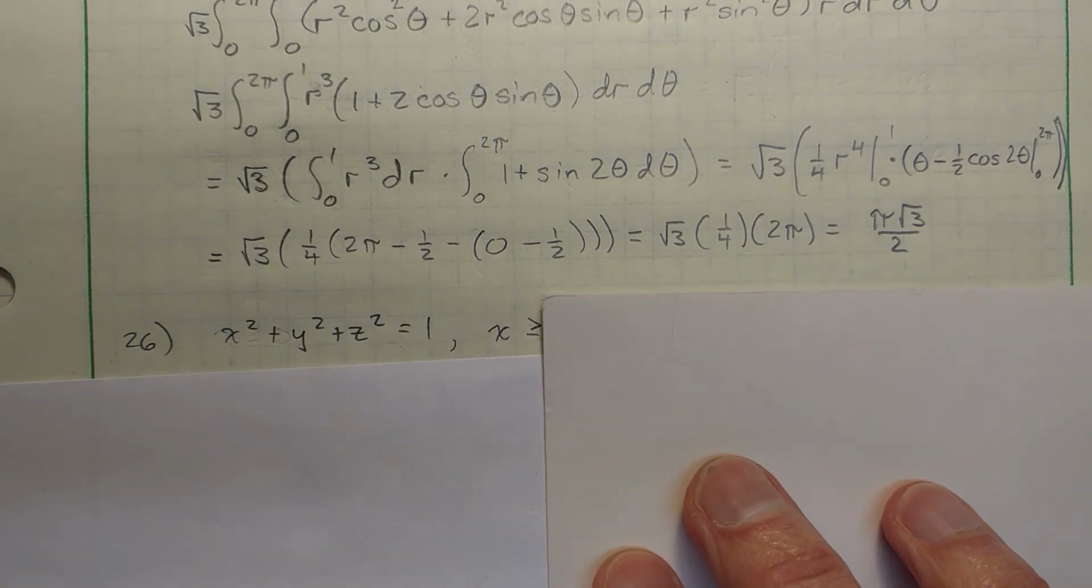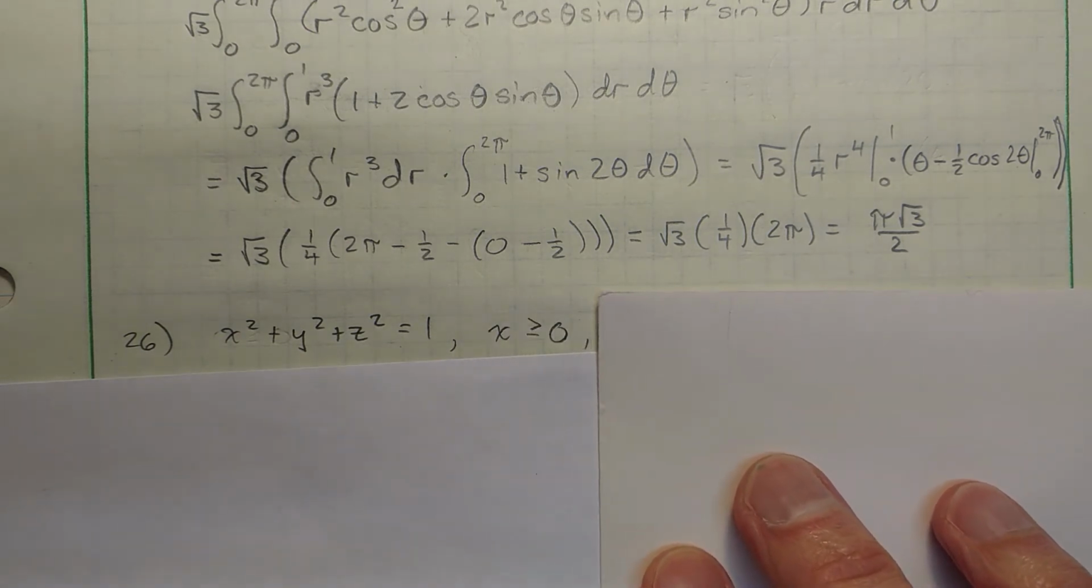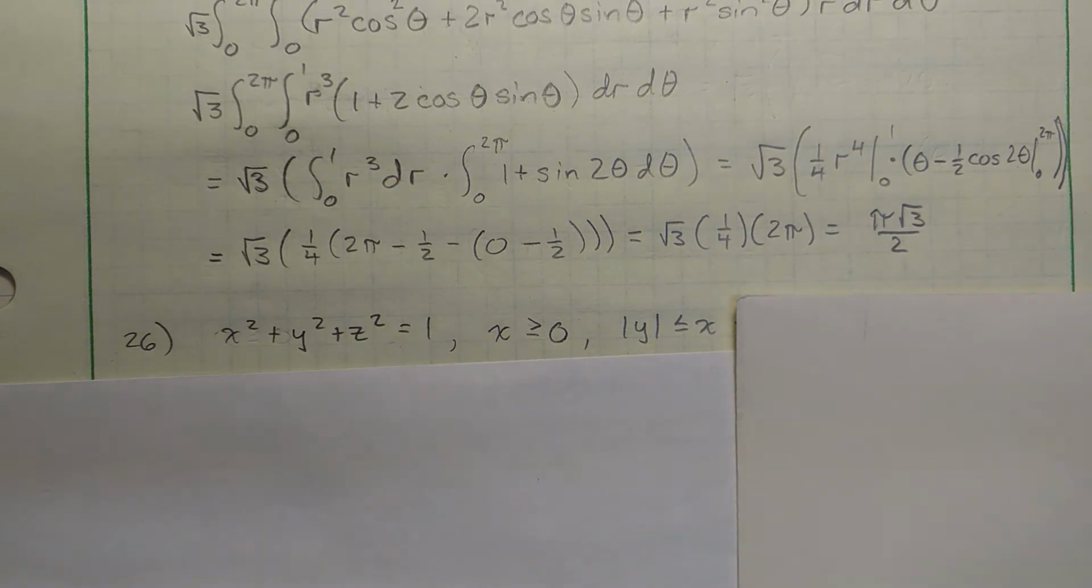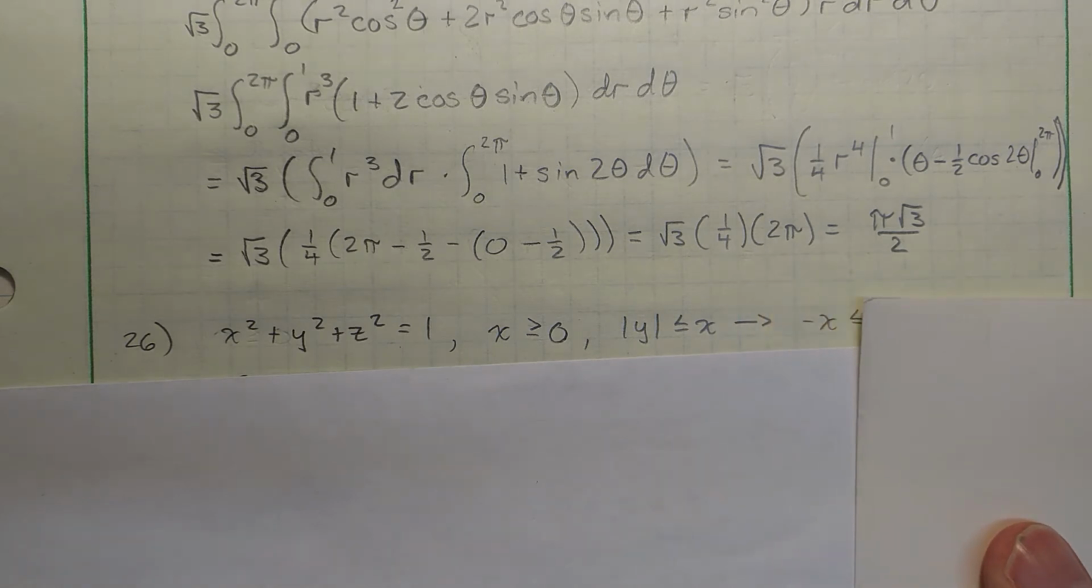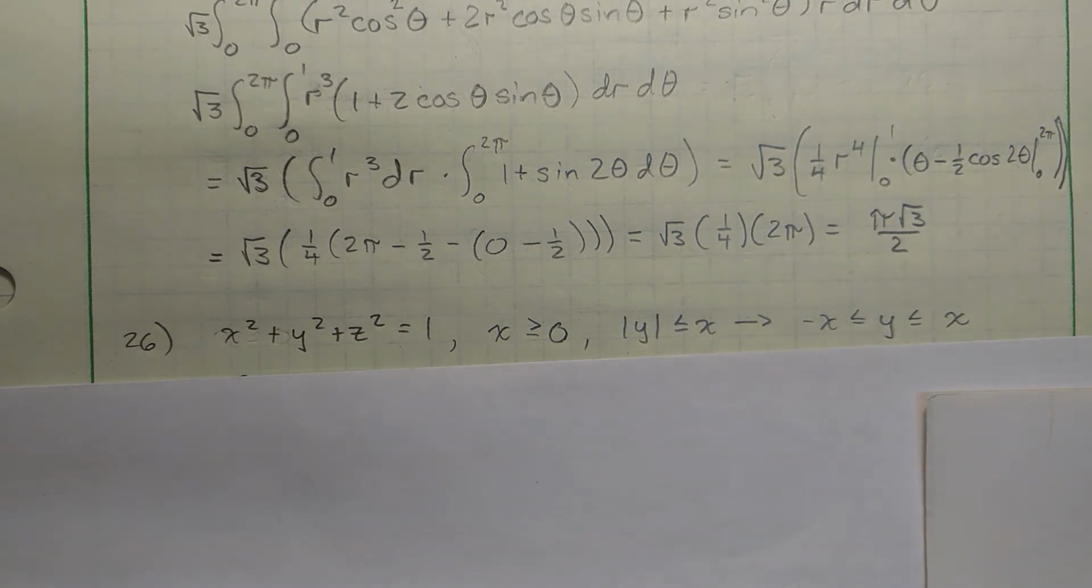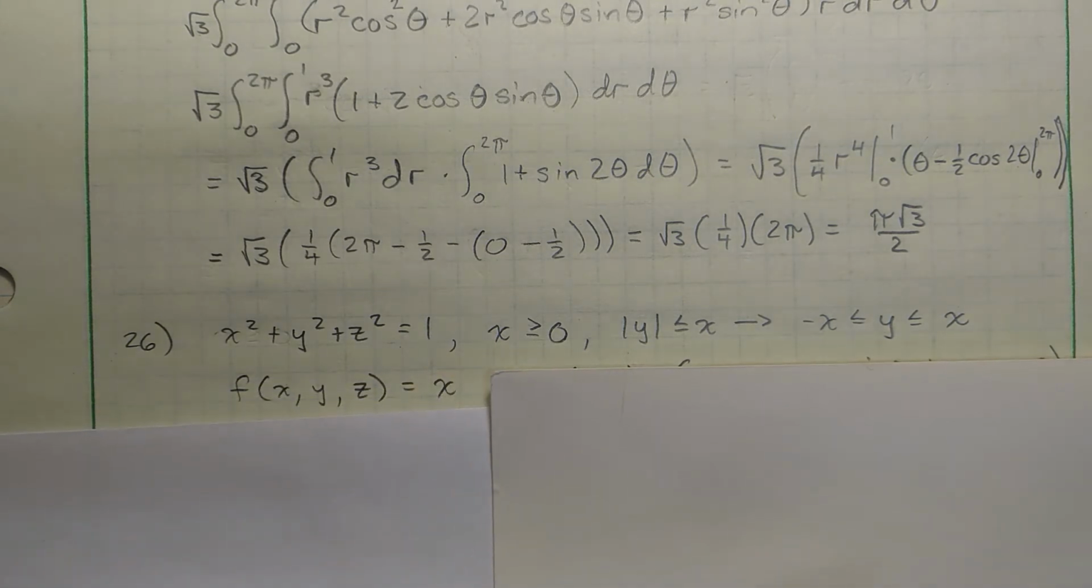Next, we're told that x is greater than 0, and we're told that the absolute value of y is less than or equal to x, which means that negative x is less than y is less than x. So these become our constraints for our particular domain over which we want to integrate. And we are also given a function. Our f of x, y, z is just equal to x.